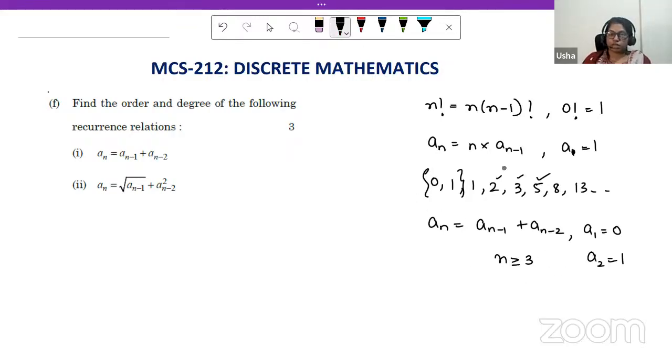That is, first and second terms are these. Third term onwards, this definition is applicable. Sum of previous two terms. Understood what is a recurrence relation?